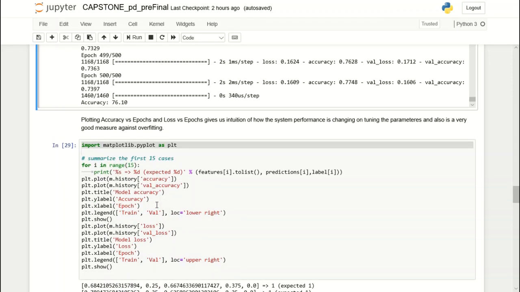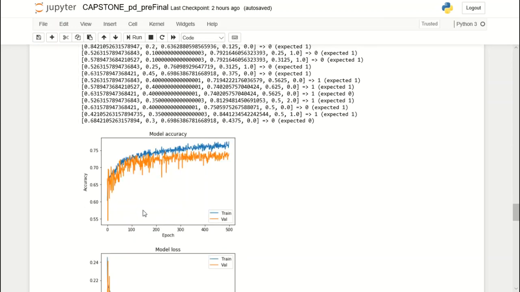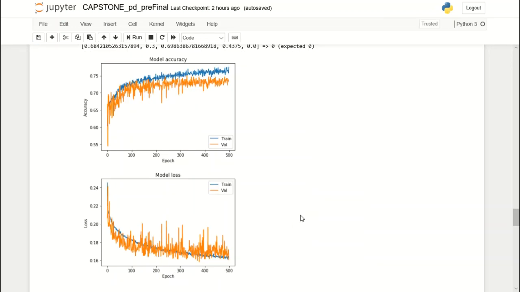We can see how the model is performing by plotting two graphs: accuracy versus epoch and loss versus epoch. We see that accuracy is increasing for both training and validation datasets, which is a good thing. Loss is continuously decreasing, and we don't see any signs of overfitting because the graph does not go like this. So this might mean that there is a very low chance of an overfitting problem here, due to the nature of the problem.